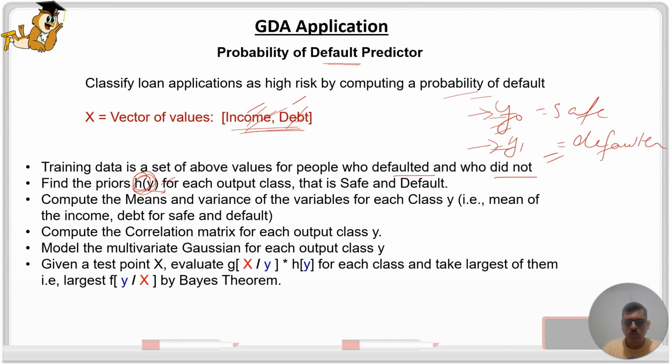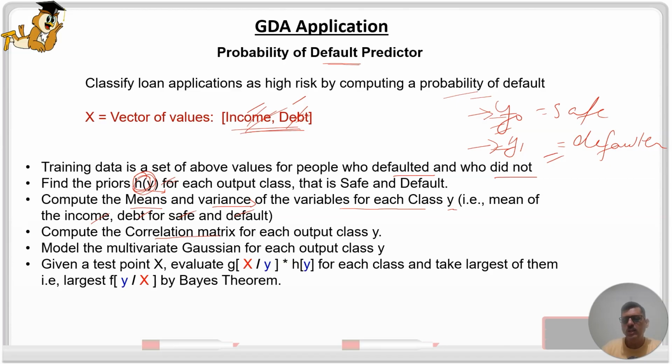The second thing you do is you find the means and variances of the variables for each class, right? That is the mean of the income and debt for safe and default. That's the next thing you do. Then you compute the correlation matrix for each output class Y.